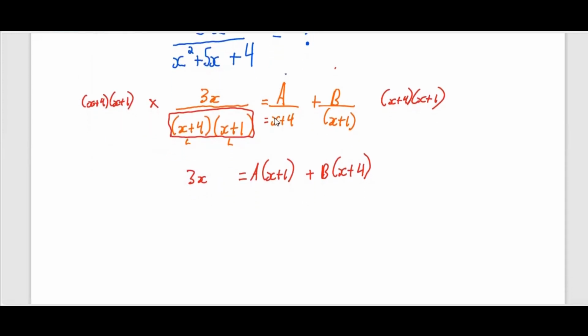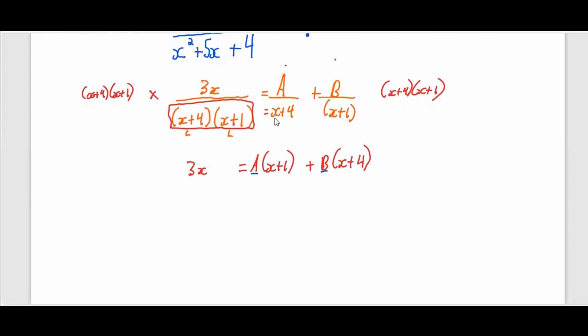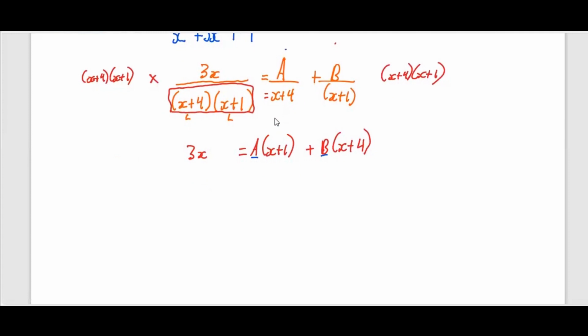Alright? So now we're up to step 3, where we have to solve for A and B. And as I told you, we have two methods to try, right? The elimination method, and expanding and equating coefficients. So in this video, I'll just show you the elimination method, right?